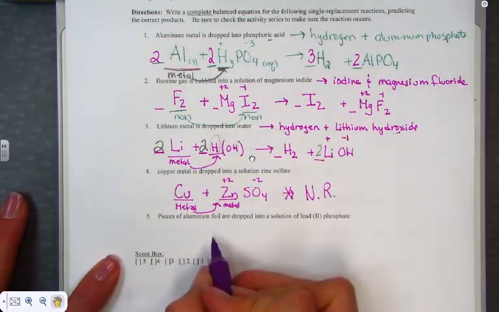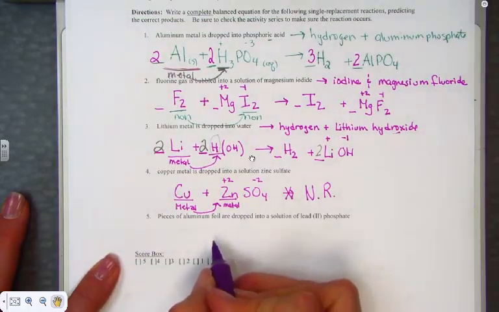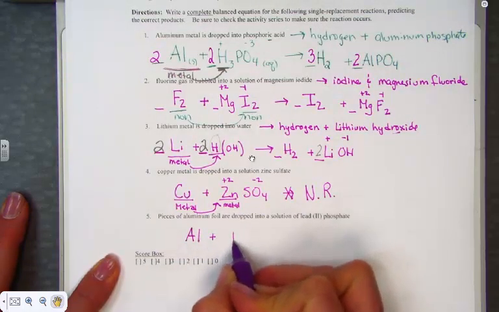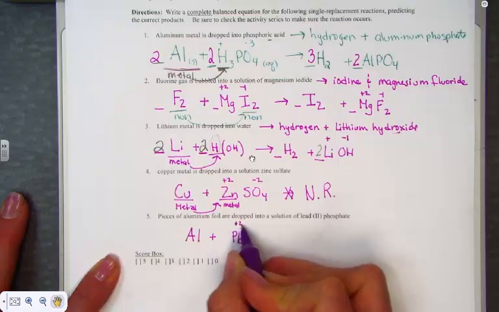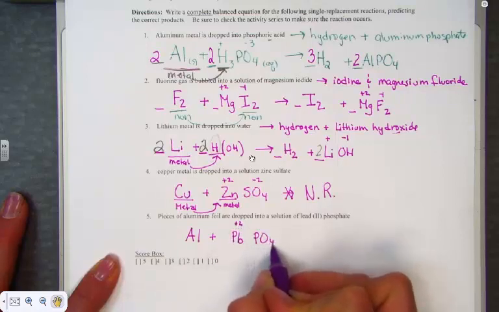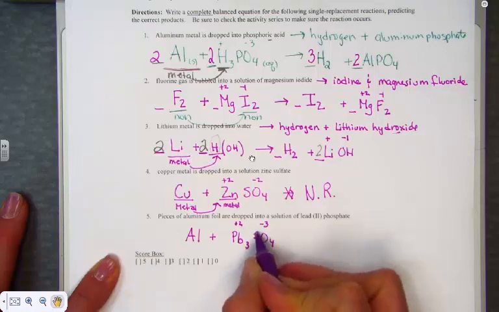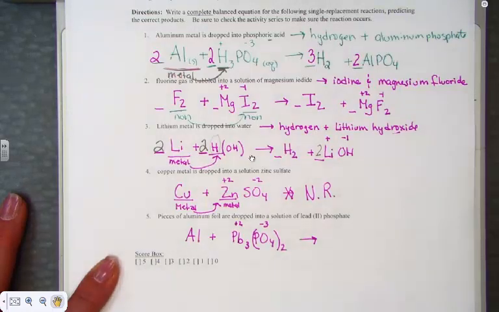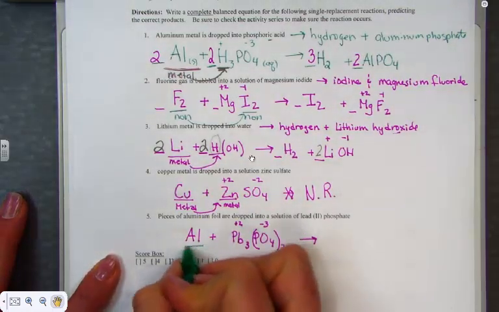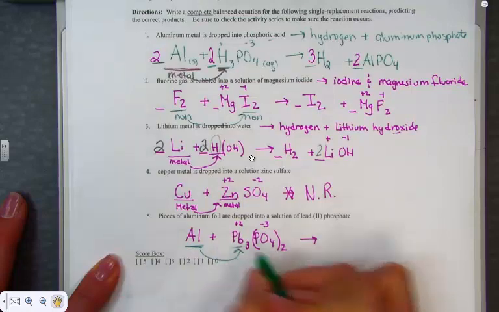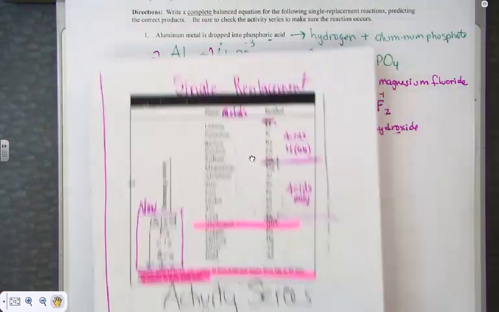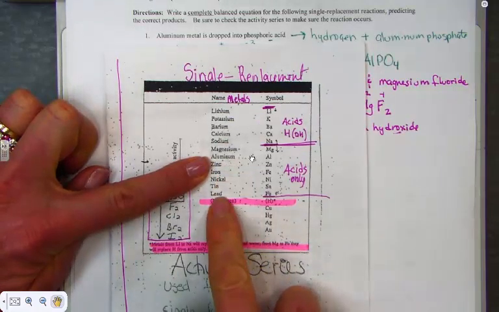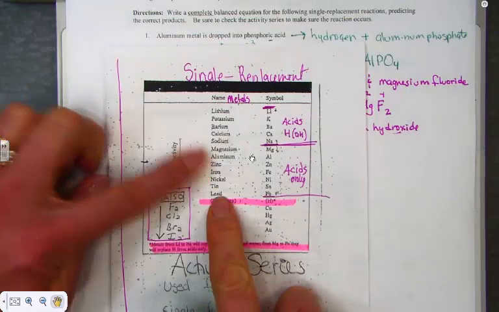If aluminum foil is dropped into a solution of lead 2 phosphate, elemental aluminum, reacting with lead, Roman numerals telling me the charge, not how many. Its last name is phosphate, Pb3(PO4)2, lead 2 phosphate. Is aluminum strong enough to displace lead on our activity series? Is aluminum more active than lead? Indeed it is. This reaction will proceed.